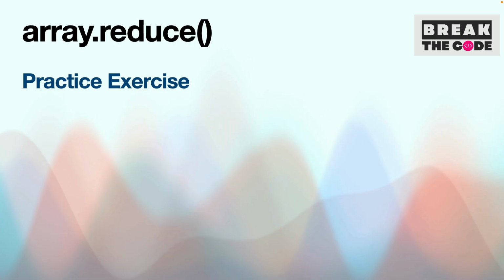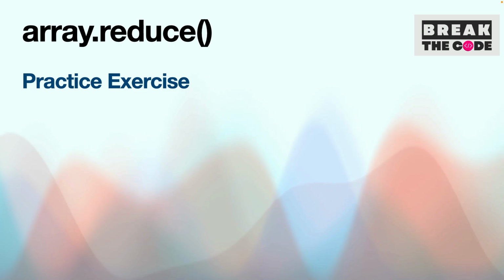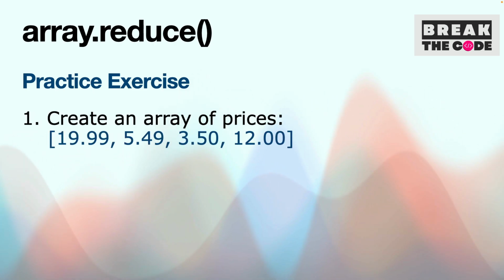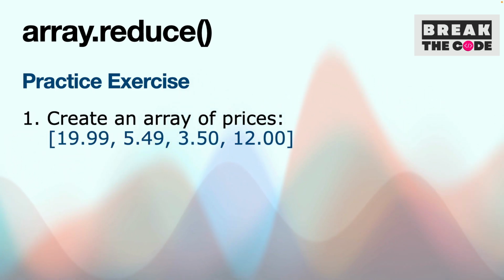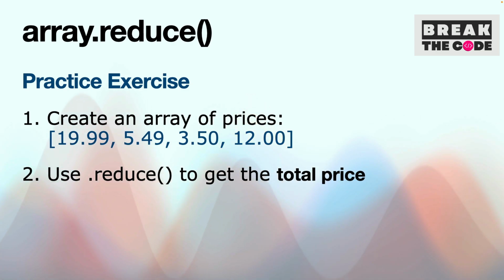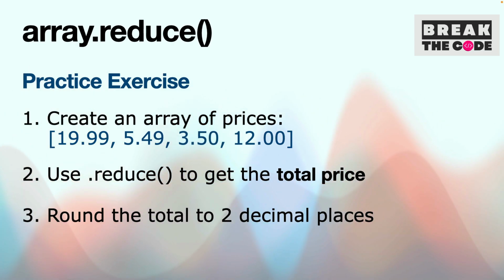Okay guys, let's now move to the last item in this episode, which is the practice exercise. So I would like you to create an array of prices with the following prices: 19.99, 5.49, 3.50, and 12. Then use the reduce method to get the total price. And then finally, round the total to 2 decimal places. So pause the video now, have a go at it, and come back for the solution.